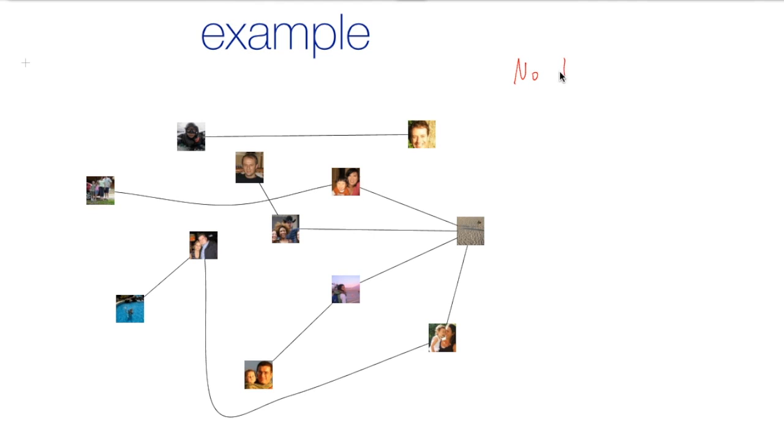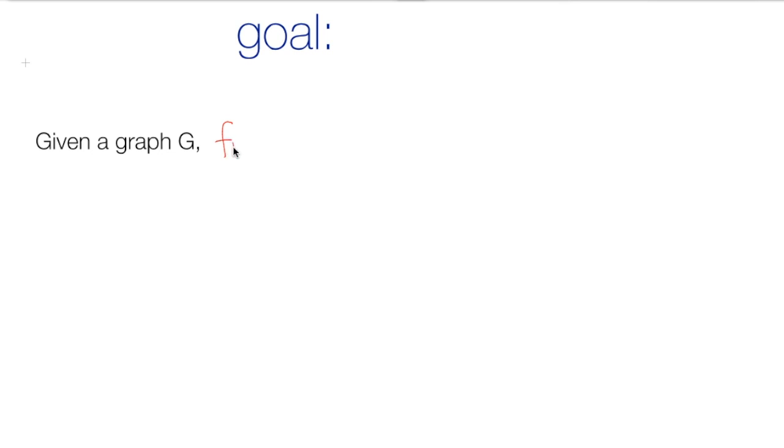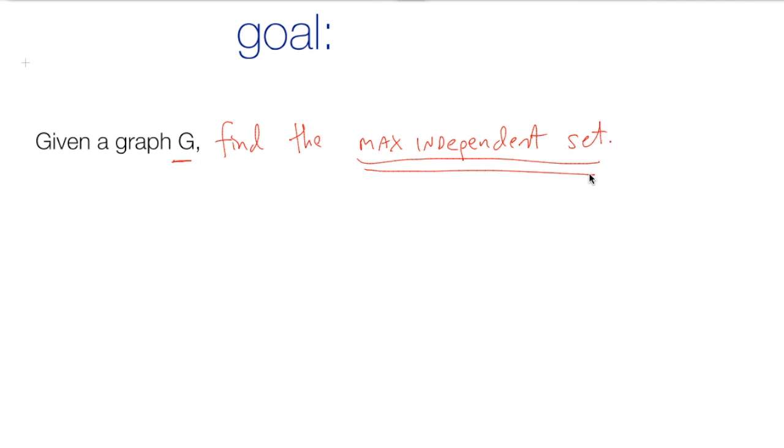So no two nodes. For example, we can take one of these two, either this one or that one. We can take, let's say, that one and that one, three along that path, and this gives us 6 people that we can seat at a table who will all mutually get along. So given a graph G, our goal is to find the max independent set, the max set of people we can put at a party.